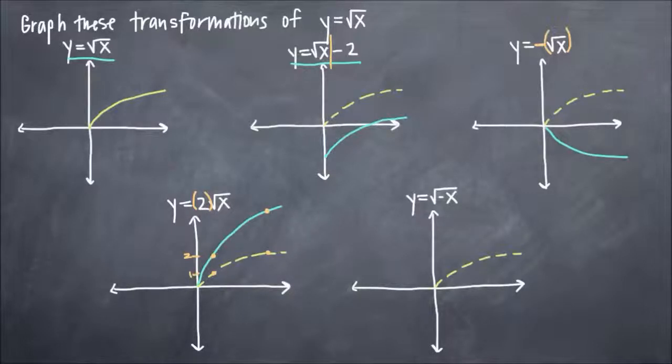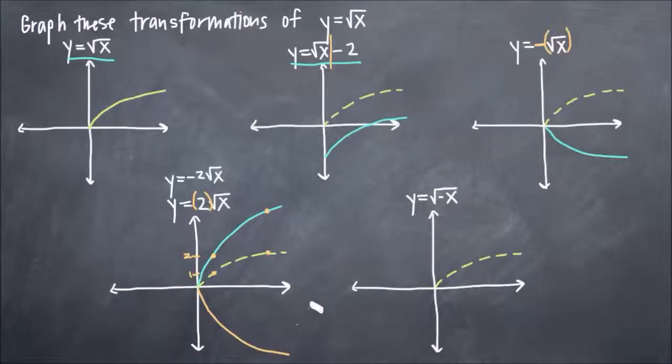Think about it this way. If we had had y equals negative 2 times the square root of x, we would have been stretching the graph a factor of 2 and flipping it across the x-axis, and that would have looked like this.